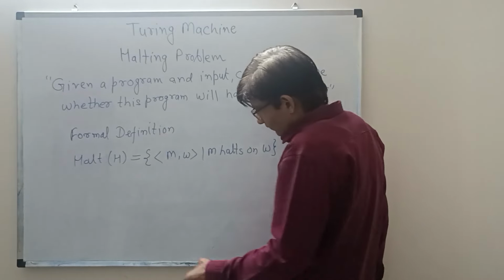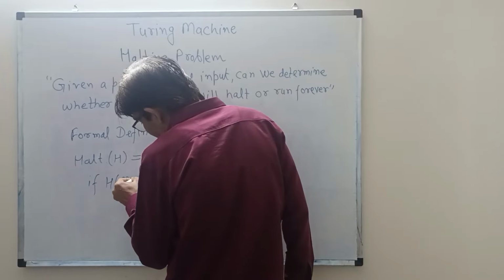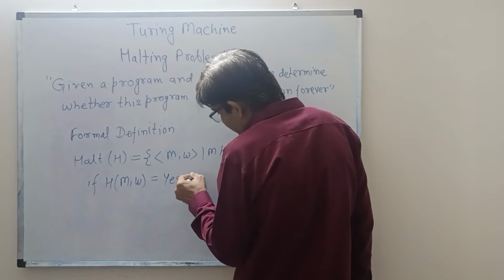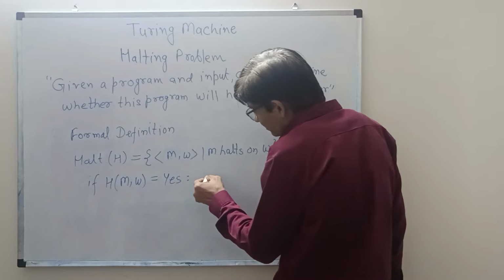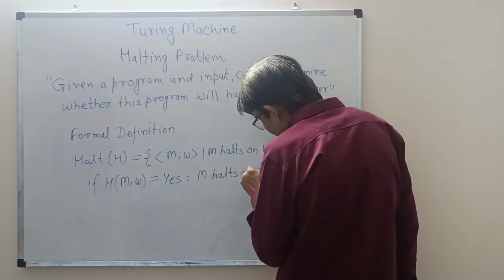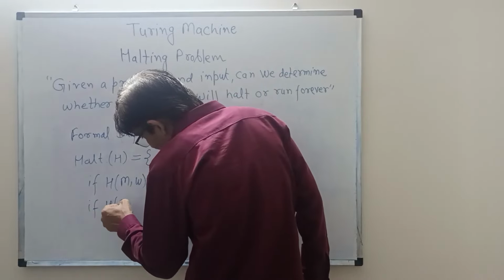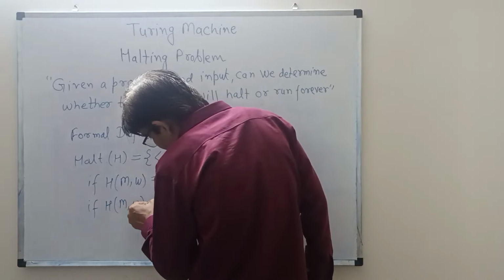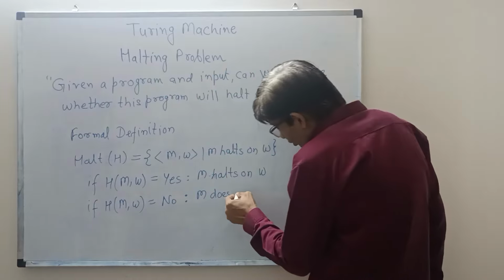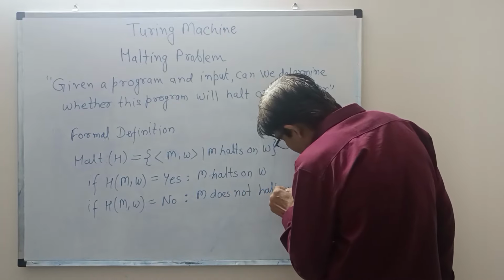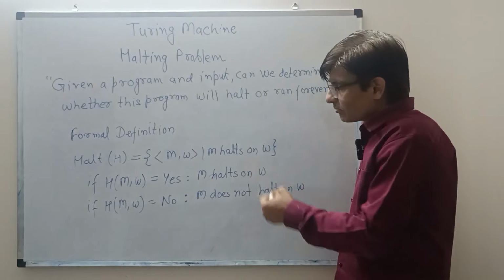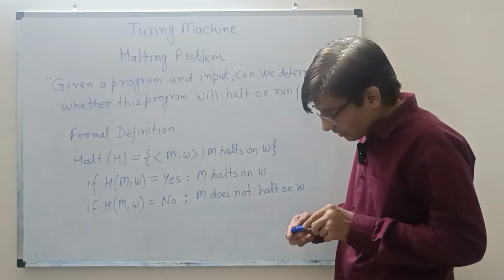And if H(M, W) equals yes, then it specifies that M halts on W. If H(M, W) is no, then it means M does not halt on W. So this is the formal definition of the halting problem.